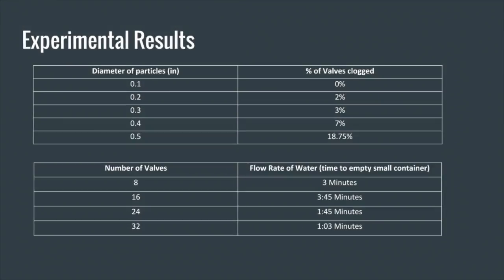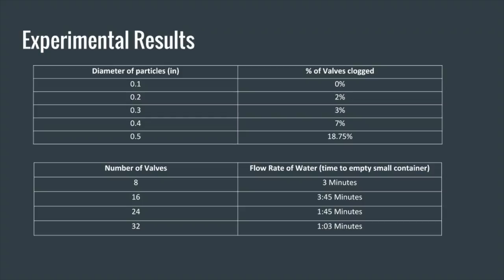Alright, for the experimental results, the first thing we tested was the diameter of the particles and see the percentage of the valves that would be clogged depending on the size of the particle. So we tested the diameter from 0.1 to 0.5 inches, and the percentages varied to where the worst percentage was 18.75% for a half-inch diameter of a particle. That being because we drilled the holes a little bit bigger than a quarter inch, so they covered up all the holes in the bottom.